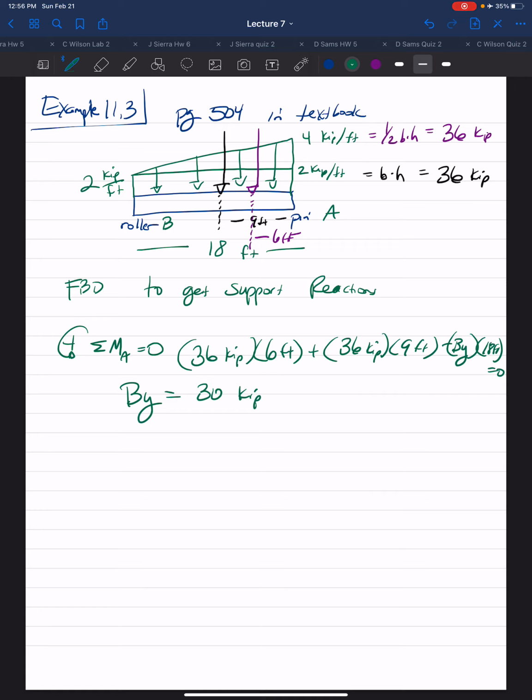Then, using our sum of forces in the y direction, you have your By, which is 30 kilopounds, minus your 36 kip from the rectangular loading, minus your 36 kip from the triangular loading, plus your Ay from the pin at A. Your vertical support here is equal to 42 kilopounds.